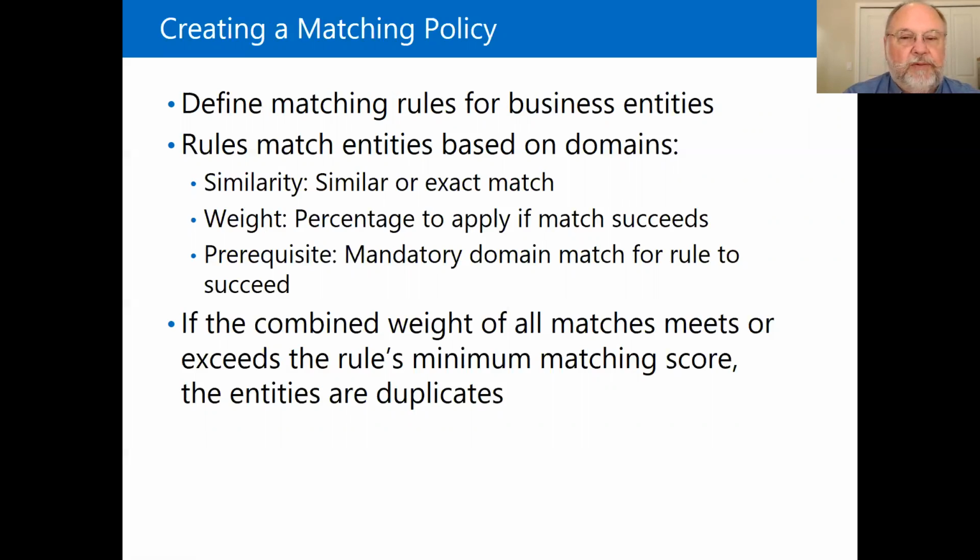So we're going to create rules, and the rules basically say for each domain what constitutes that these records match. And for each domain, we're going to have a similarity setting. The similarity is going to say if the two are similar, they're a duplicate, or we can set it to exact. In other words, if they're not exactly the same, they're not duplicates. Think social security number field. If the two aren't exactly the same, they're not the same person.